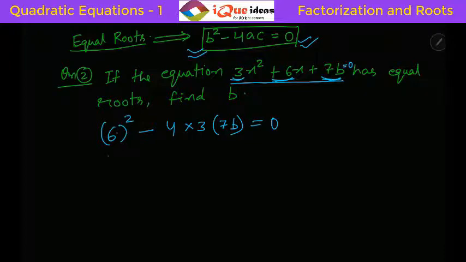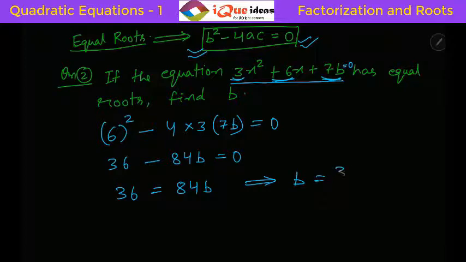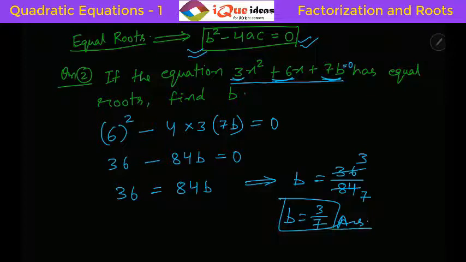So from here we have 6 square is 36, minus 4 into 3 is 12, 12 into 7 is 84b, that is equal to 0. So here the unknown that we have to calculate is b. So we get 36 is equal to 84b. So this gives us b equal to 36 upon 84. Now 12 cancels 36 3 times and 84 7 times. That means the value of b in this case is 3 by 7. Right? So this is the answer of this question.